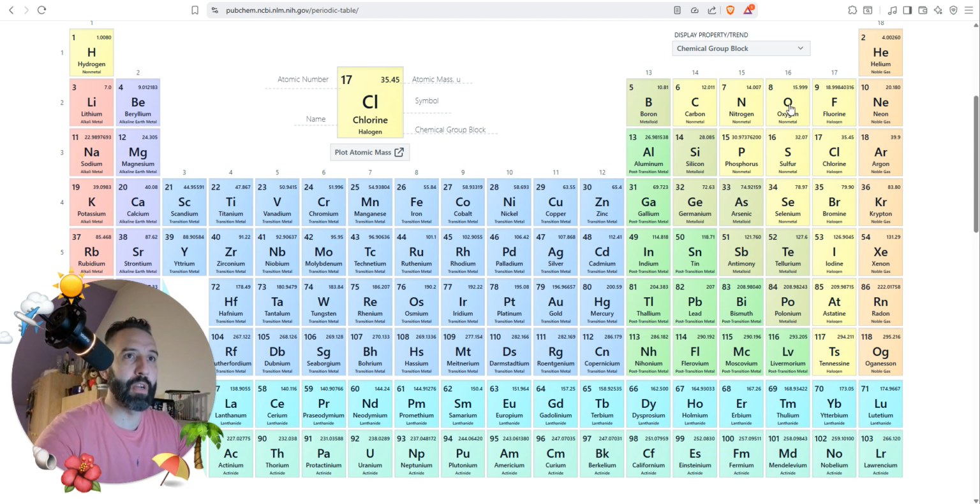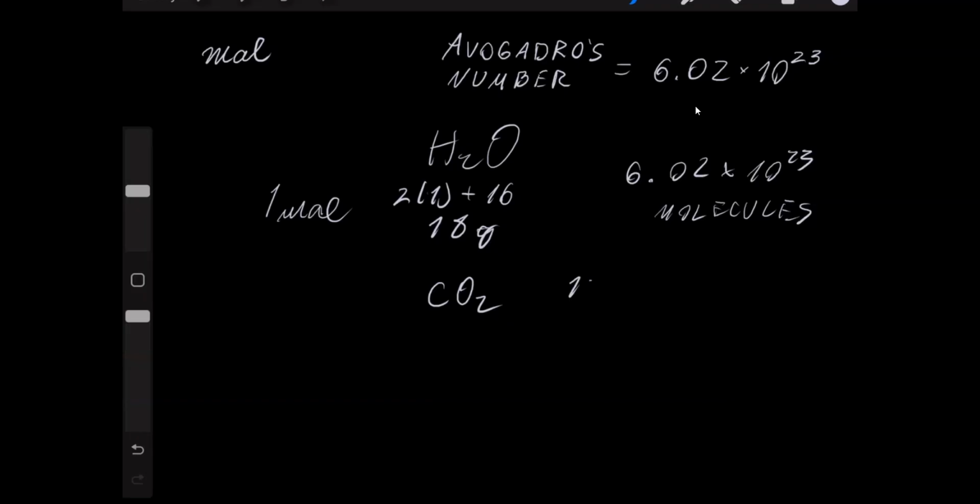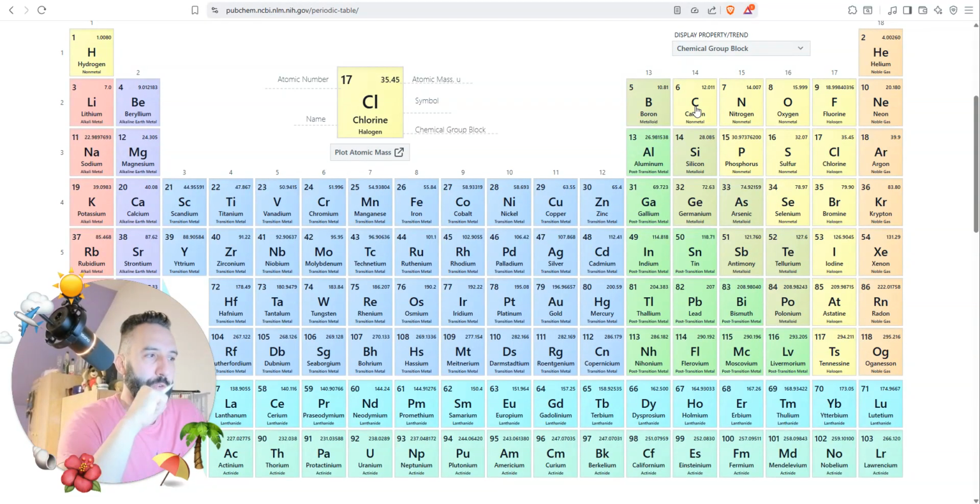So CO2 is made of 2 oxygens, each is 16, so that will be 32 plus 12. So basically you've got 12 plus 2 times 16, and that will be what? 32 and 12, 44 grams. So 1 mole of carbon, let's divide that out. 1 mole of carbon will be 44 grams.